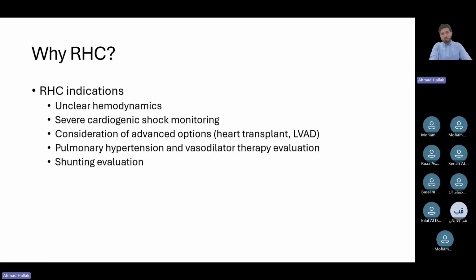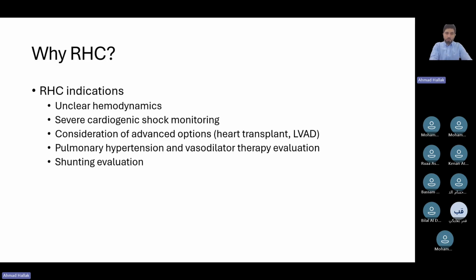But it's important to also understand the equation and what numbers go into it to understand how to troubleshoot it. So what are the indications for right heart catheterization? A lot of times it's because of unclear hemodynamics. You're diuresing someone, their creatinine is getting worse, and you're not sure: is this patient's renal function worsening because they're now volume depleted, or is it because they have cardiorenal syndrome?